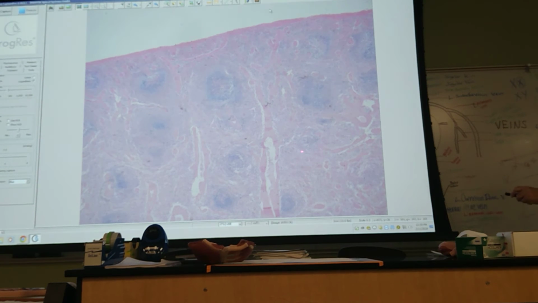You have some in here. Now, remember, you have a lot of trabeculae, but in between those, up in here and down here, is all red pulp. Then you have white pulp, or splenic nodules, and areas in between are red pulp. Questions?